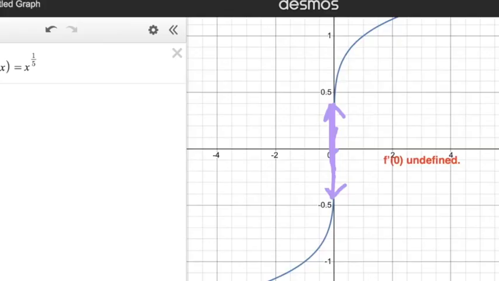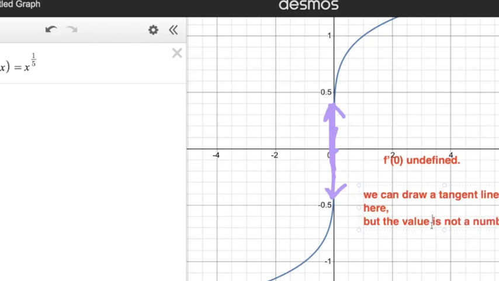Now, this is a different thing because it's not the case here that we can't draw a tangent. We can draw a tangent line here, but the value is not a number. The value of the slope is not a number. So infinity is not a number. So in this particular graph, (0, 0) is a critical point.